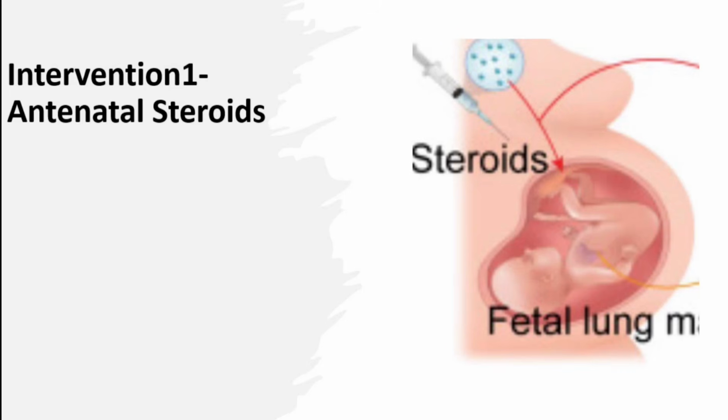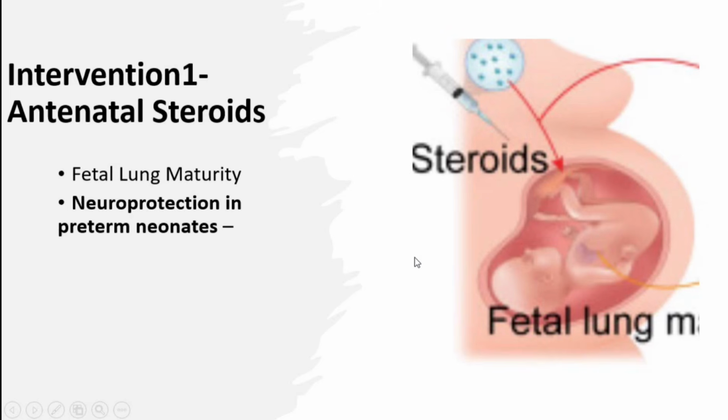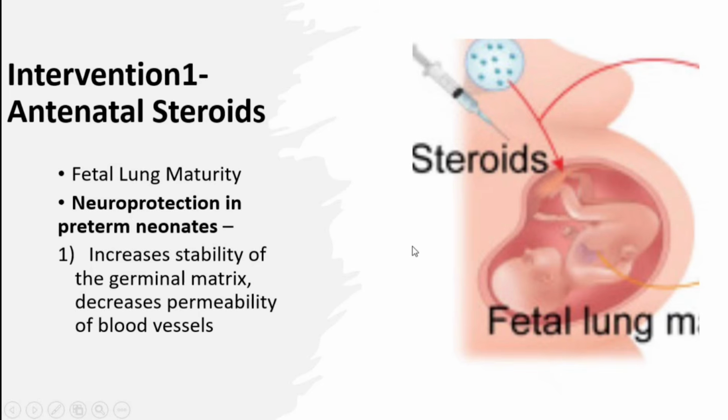Coming to the first part of the talk, that is about antenatal steroids. Now we all know that steroids help to improve the lung maturity in the fetus. But nowadays we are not talking only about lung maturity. Steroids also have an impact on neuroprotection. What steroids do is they increase the stability of the germinal matrix and decrease the permeability of the blood vessels. Also, they help to reduce the chances of IVH in a child by close to 31%.